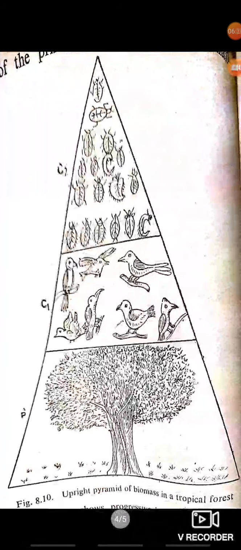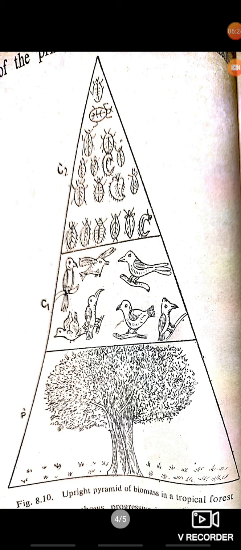In this pyramid, you will see that the diagram which is made is irregular because the number is not appropriate at each trophic level. Now next we will take the pyramid of biomass.